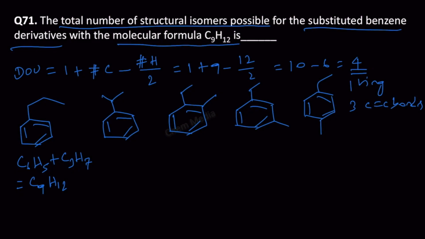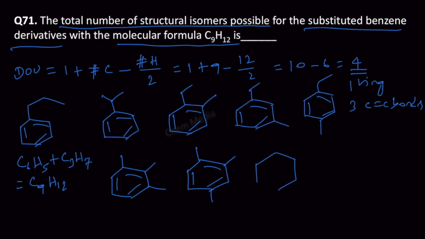Therefore, let us put 3 methyl groups now. So, 1,2,3, that is one isomer. Let us shift the position of one methyl group, keep 2 of them as such. So, this is another isomer. We can also write another isomer, that is 1,3,5. We are exhausted with all the options. Any other combinations we put, it would become a repetition and therefore we got 8 isomers. That means the total number of structural isomers possible for the substituted benzene derivatives with the molecular formula C9H12 is 8.